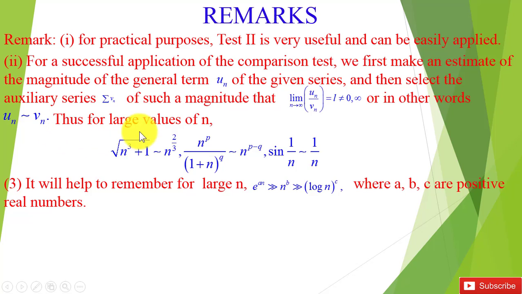Thus, for large values of n, square root of n cube plus 1 is equivalent to n raised to the power 2 by 3, n to the power p by 1 plus n to the power 1 plus n raised to the power q is equivalent to n raised to the power p minus q. Sin 1 by n is equivalent to 1 by n.